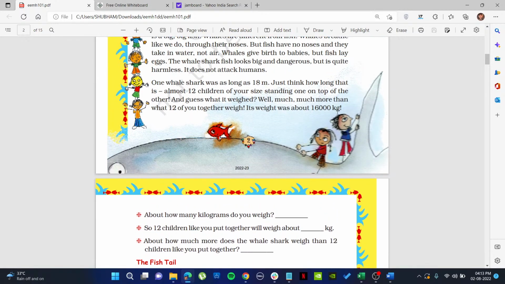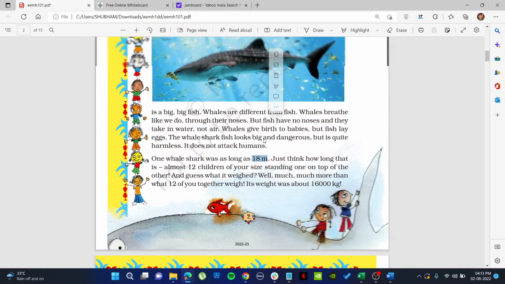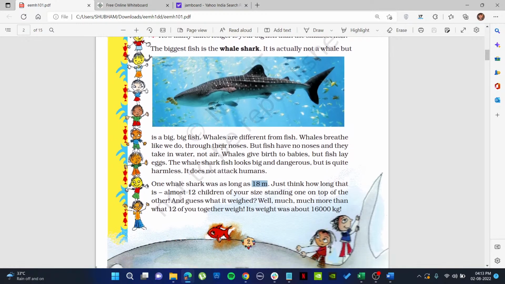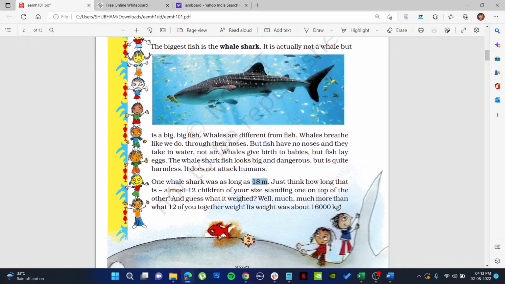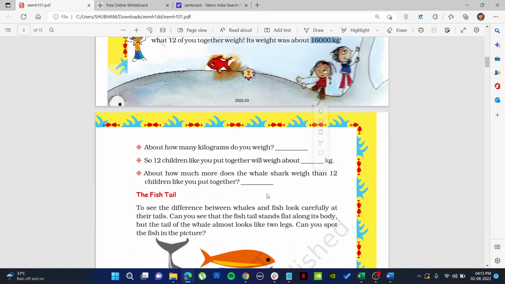So here we have learned about the length. Okay, and if we look into this figure, we have observed that the length of this whale shark would be around 18 meter, but when it comes to their mass, it would be around somewhat 16,000 kilogram. Okay. Now let's think about how much do you weigh.